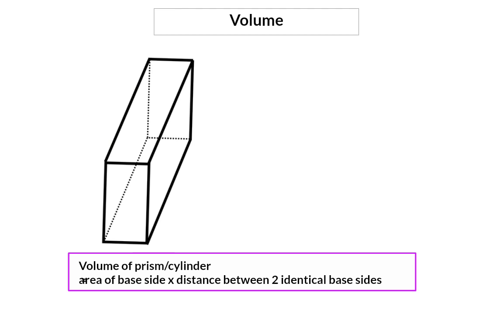So, for the volume of any prism or cylinder, we take the area of the base side or face and multiply that by the distance between the two identical base sides. Let's have a look at some examples.